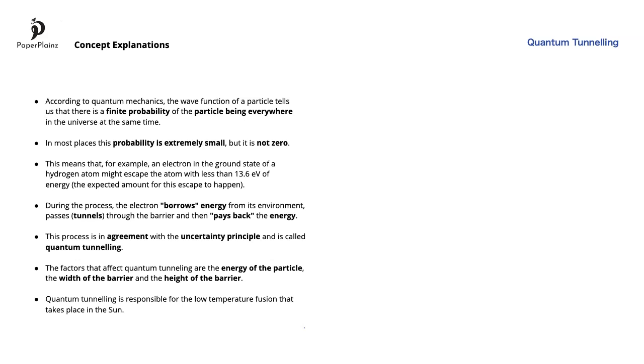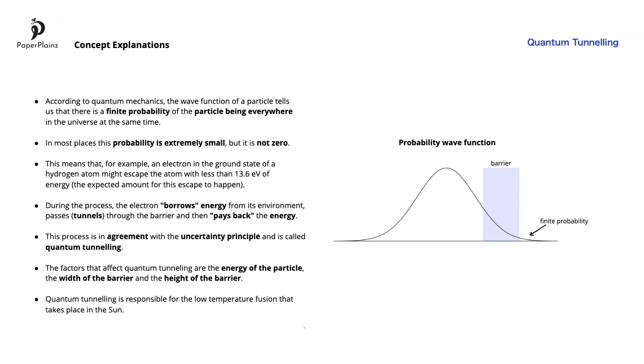We can also explain quantum tunneling by using a simplified probability wave function diagram. The purple rectangle represents the barrier. As you can see, the wave function stretches outside the barrier and shows that there is an extremely small, finite probability that the particle will tunnel through the barrier.